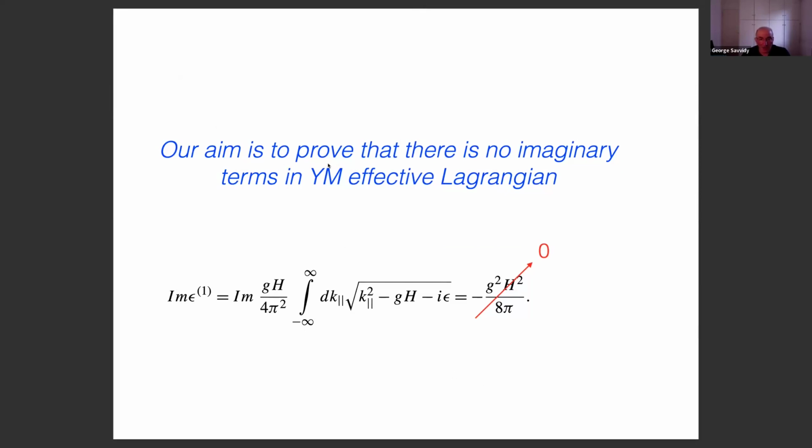So our aim is to prove that there are no imaginary terms in the effective Lagrangian. So I want to show that actually this term is not there. I mean, somehow that's a result of the quadratic approximation.